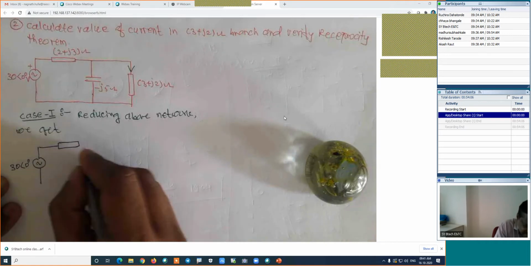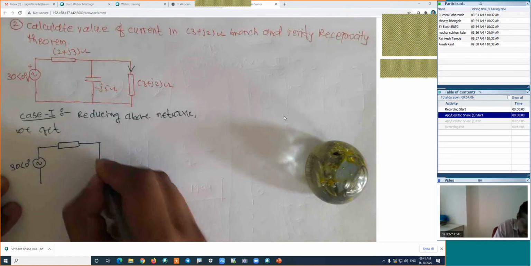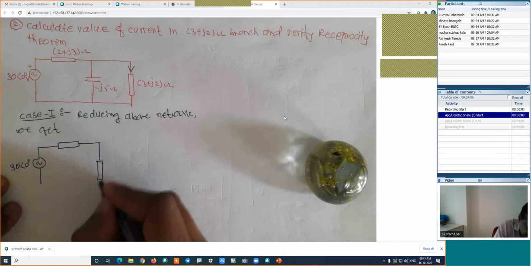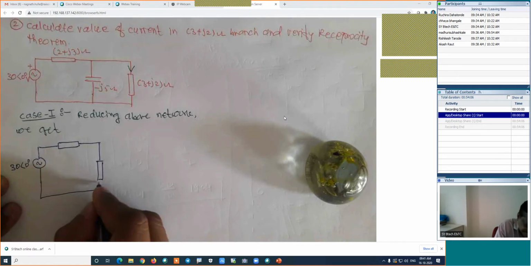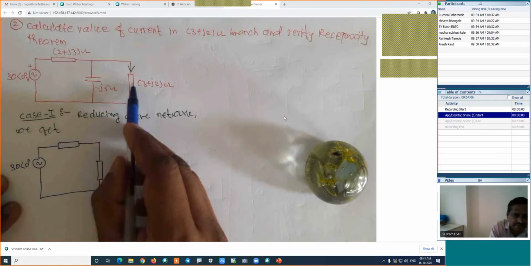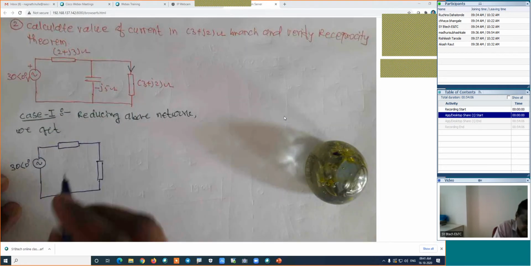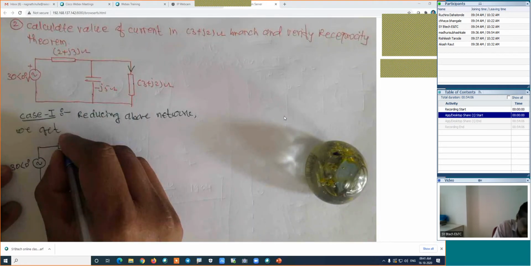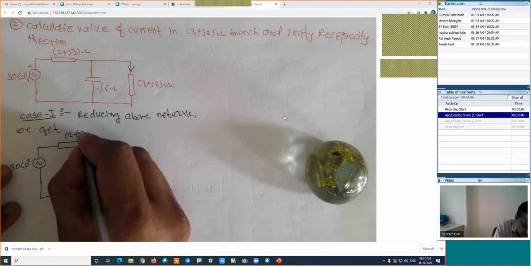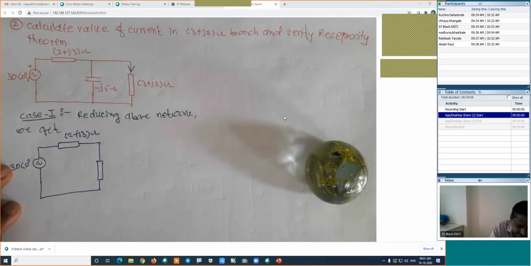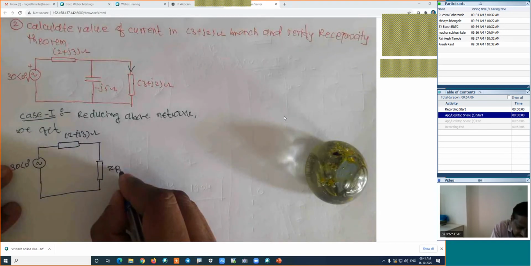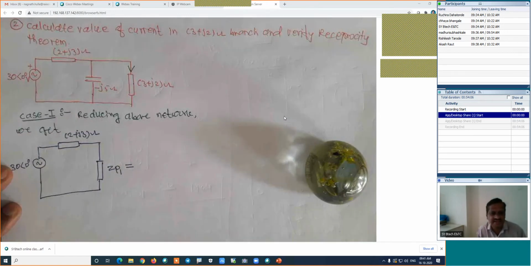This is one branch, and I will find the parallel combination of that. This value is 2 plus J3, this is the 2 plus J3 ohm impedance as it is. For case 1, I will call this parallel combination ZP1, and I will find its value. How will its value be?